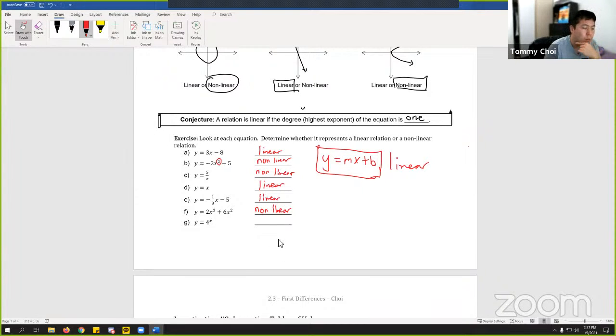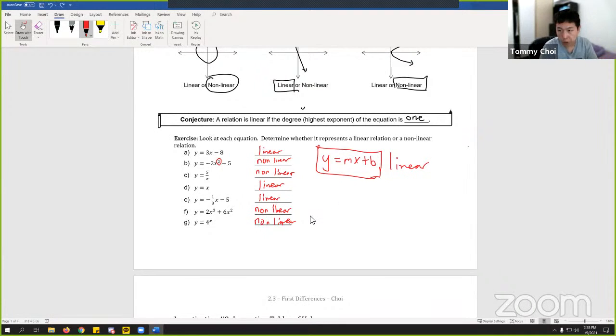Suyang, could you answer G, please? Linear or nonlinear? Nonlinear is correct. Very good. Okay, so this is nonlinear because, well, it's 4 to the power of x. That's definitely not in this form, right? It's not in y equals mx plus b.